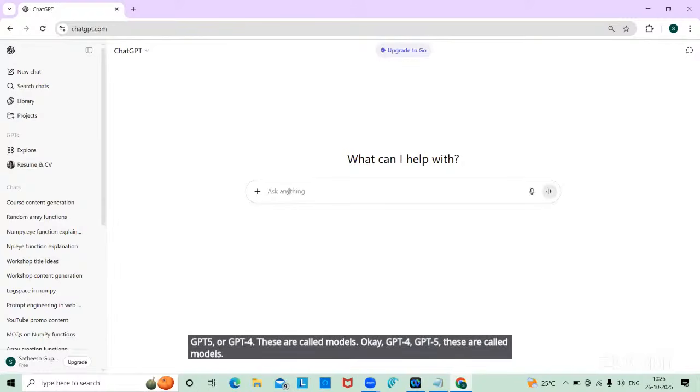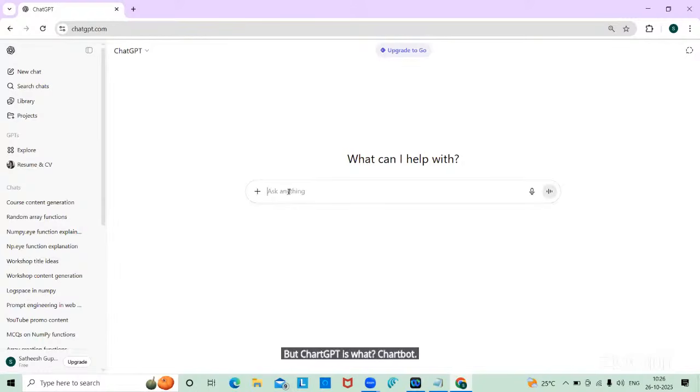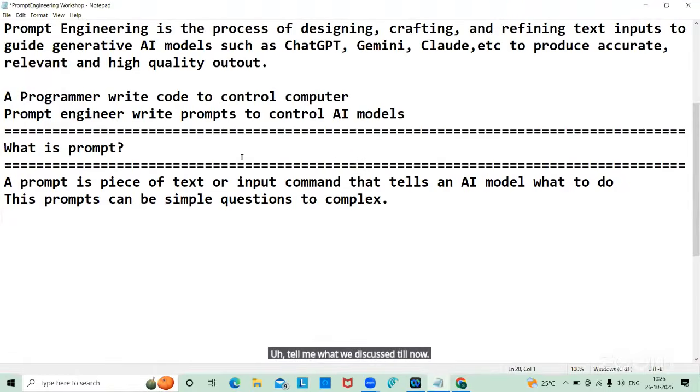But ChatGPT is a chatbot. It is a generative AI app. Are you getting it or not? Dear students, tell me what we discussed till now. It is very easy.